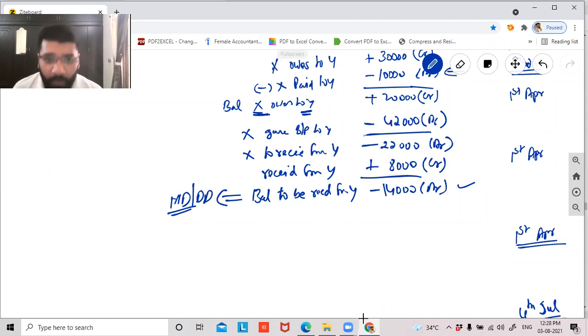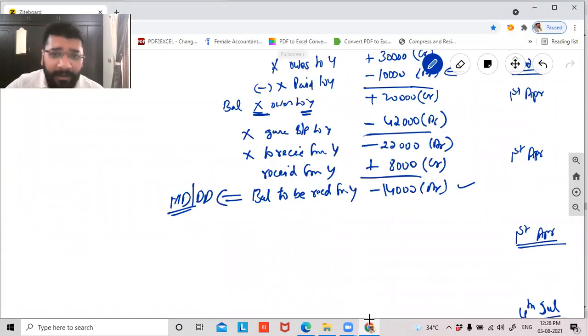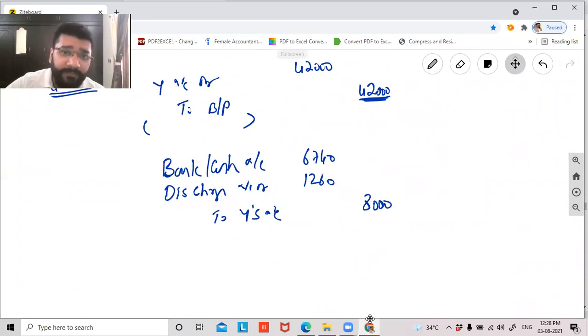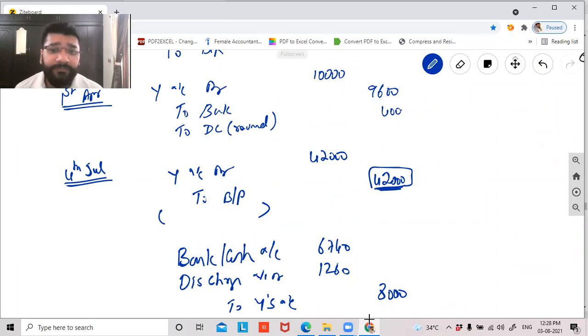Now, before maturity itself, X has become bankrupt. Tell me one thing, if X becomes bankrupt, there is a liability of bills payable of 42,000 rupees in his books. Who has to be paid? X has to pay to Axis Bank. Do you think that X will pay this money to Axis Bank in future? No, sir.